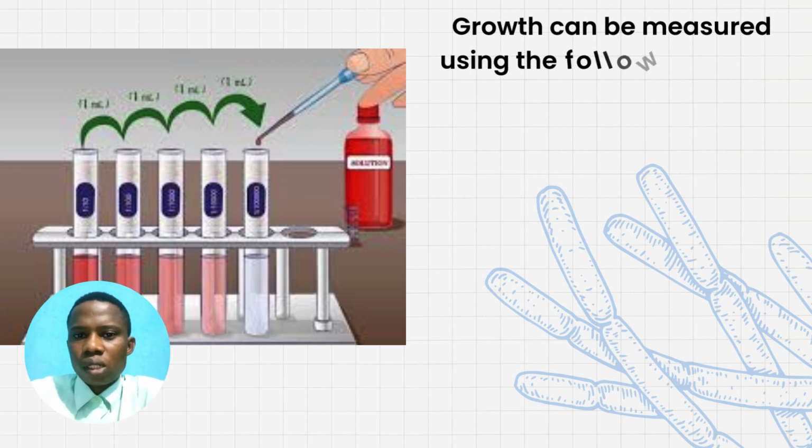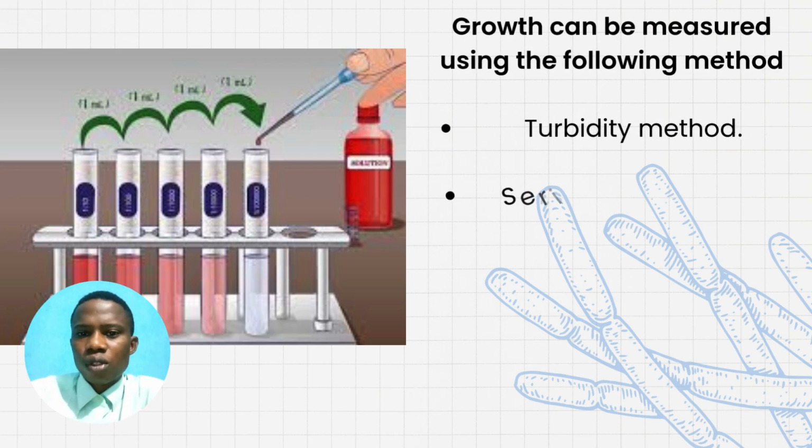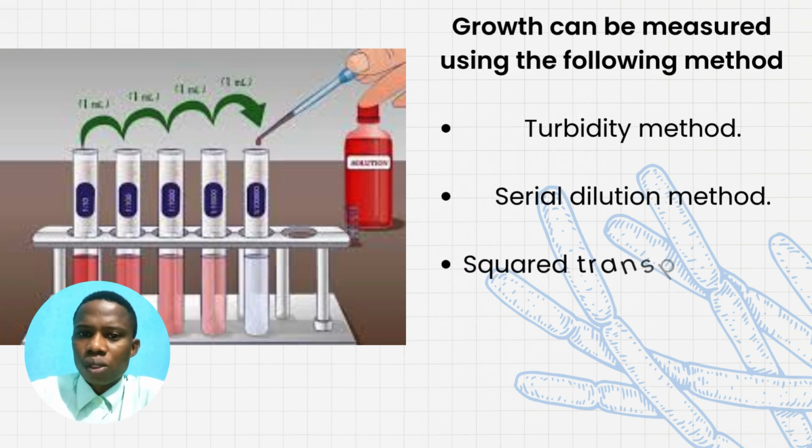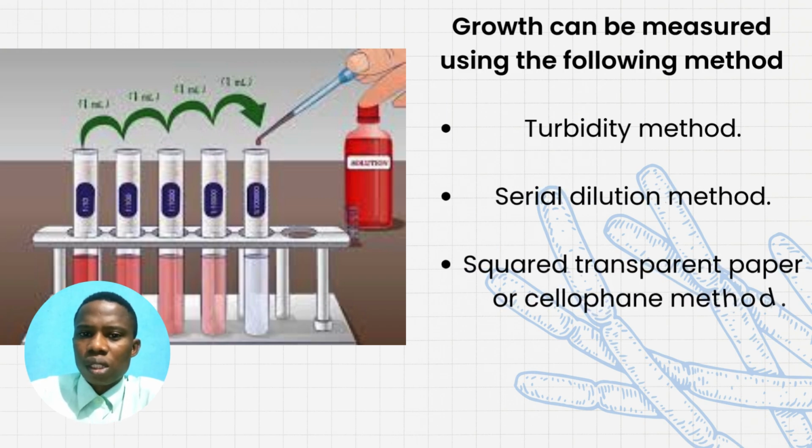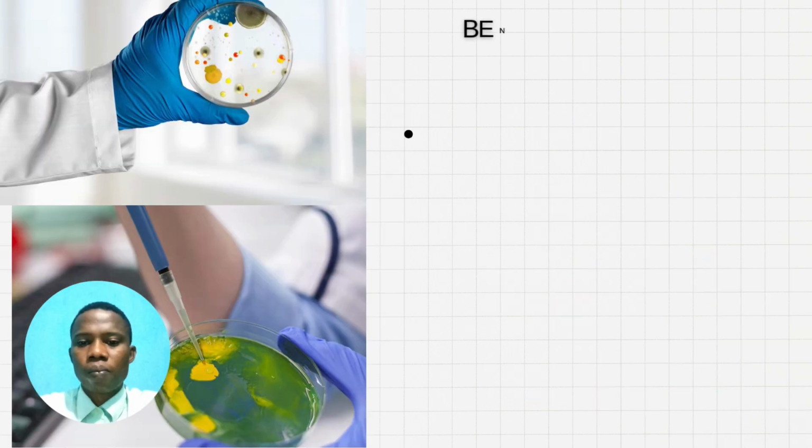There are different ways growth can be measured. The first is the turbidity method. The second is the serial dilution method. The third is the squared transparent paper or cellophane method.